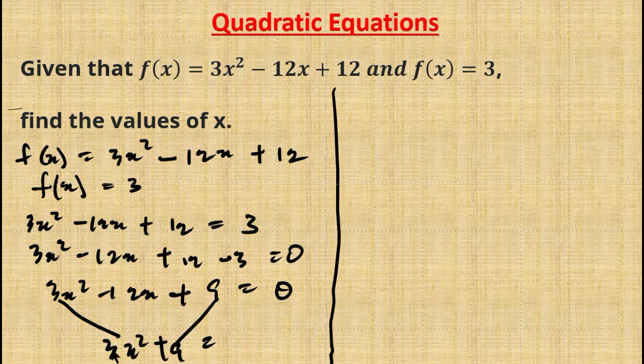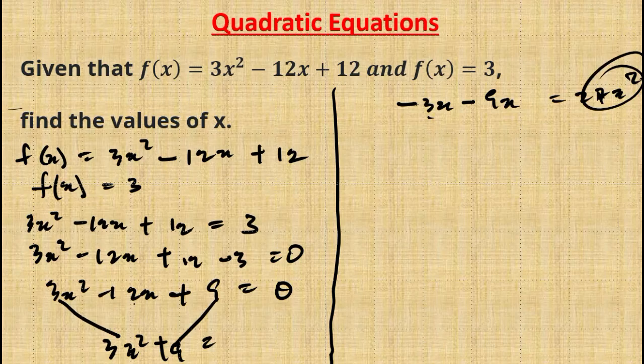Then, if you look at these factors again, I can easily change this to minus 3x minus 9x. Minus 3x minus 9x will give minus 12x, and minus times minus here is plus, so it will also equal 27x squared. So I can substitute this in place of 12.